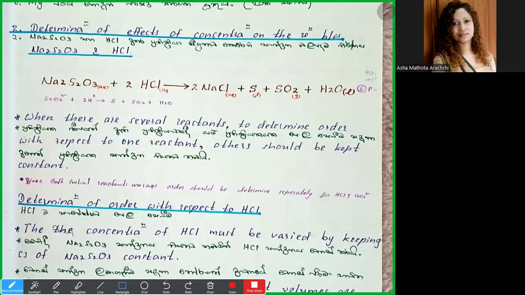Come on, don't write yet. I'm waiting until you're done writing. That's right. When there are several reactants, to determine the order with respect to one reactant, the others should be kept constant.